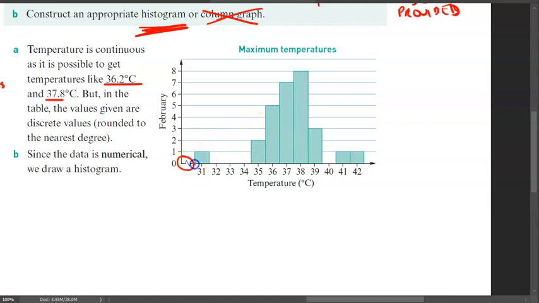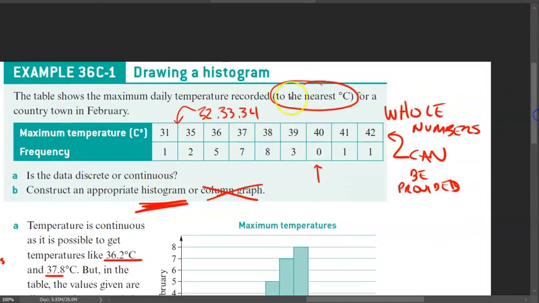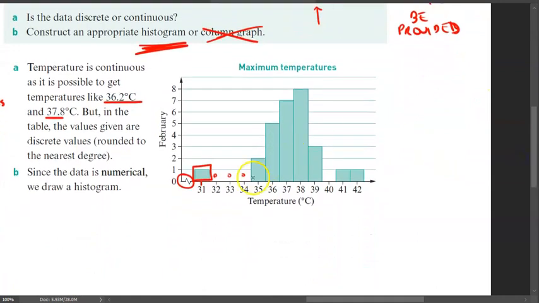We would show the bar in between the actual number itself. So there was 1 that hit 31, 32 nothing, 33 nothing, 34 nothing, and then 35 there were 2. So under the bar we would have not 1 but 2. And then 36 goes up to 5, etc., etc.